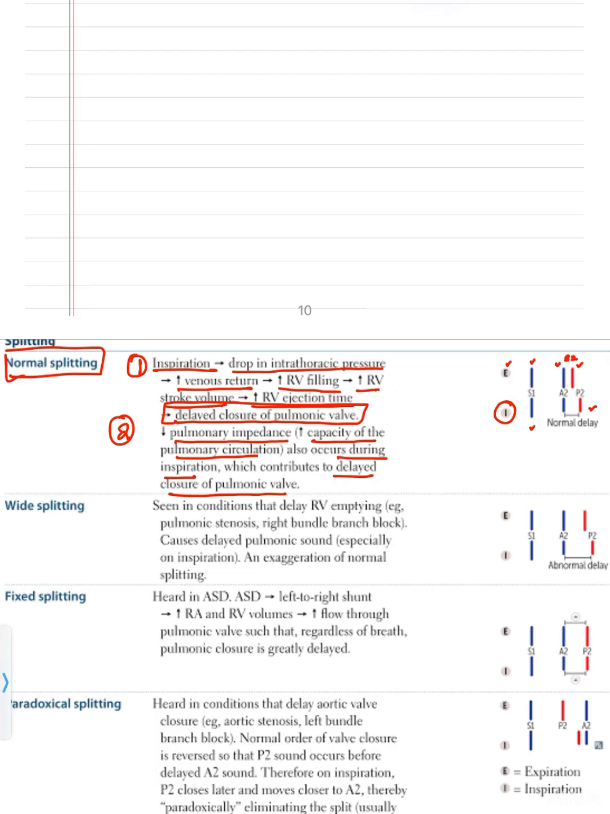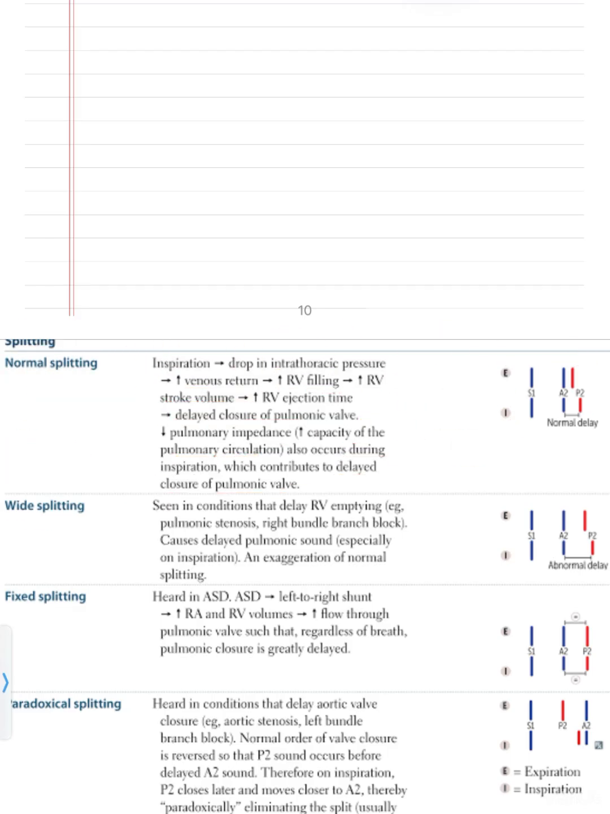Now which are the conditions in which it will be delayed more? Those are known as wide splitting. Wide splitting is a condition that delays RV emptying during inspiration. So the right ventricle will be emptied later, and will take more time to empty. This is seen in pulmonic stenosis and right bundle branch block.